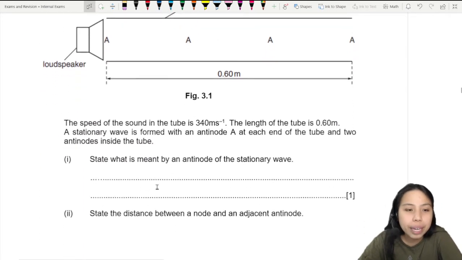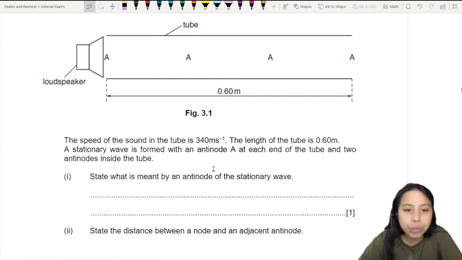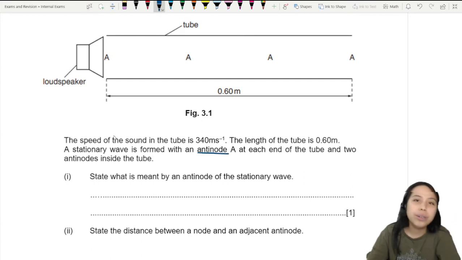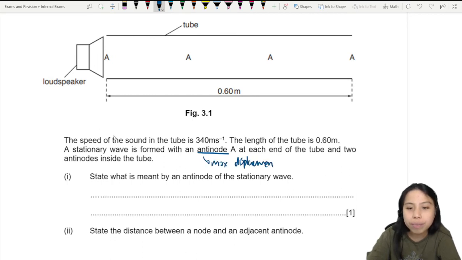Longitudinal frequency. Okay. So the speed of sound in the tube is 340 meters per second. The length of the tube is 0.6. A stationary wave forms with an antinode. What's an antinode again? An antinode is where there's maximum displacement, lots and lots of movement. Okay, this occurs at the end of the tube.